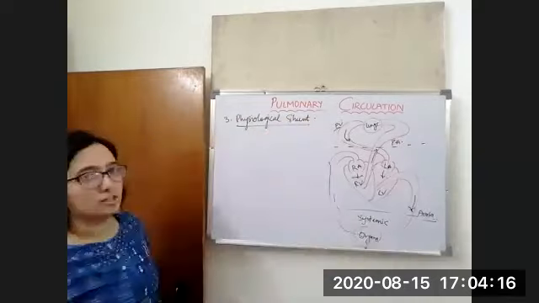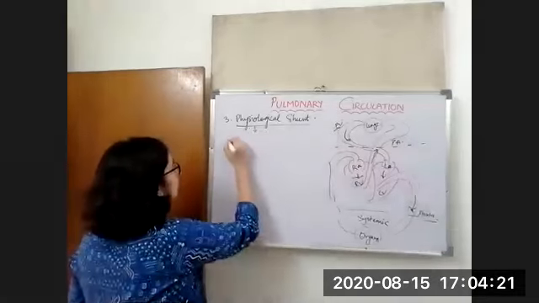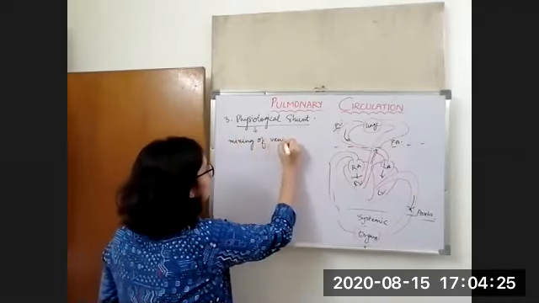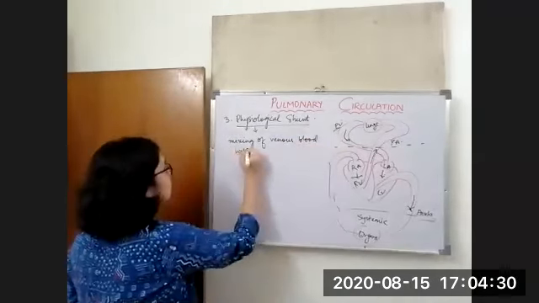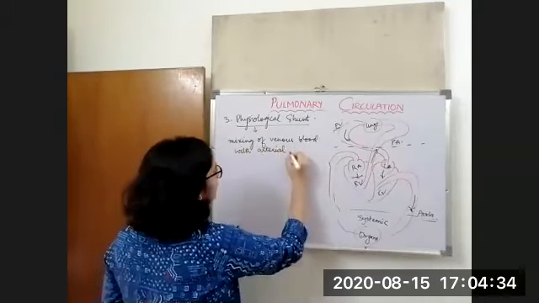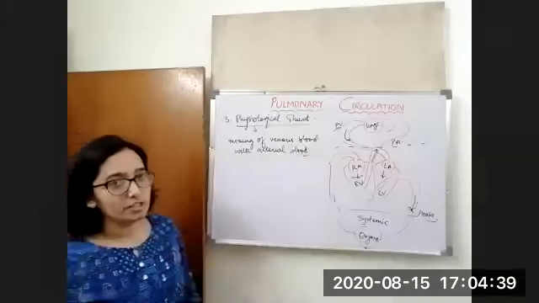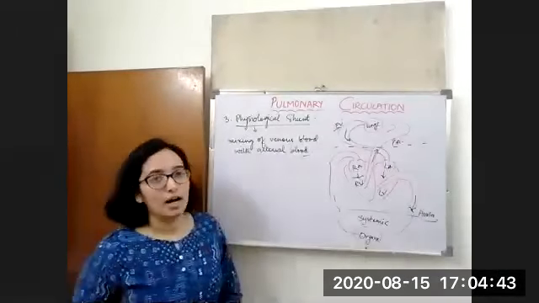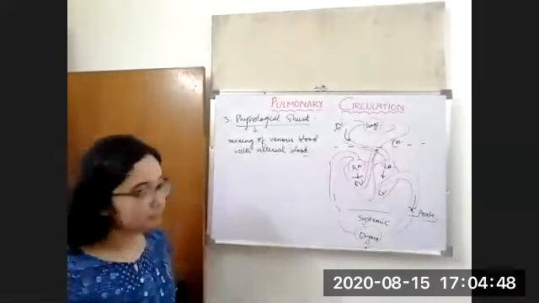So, what is physiological shunt? It is nothing but the mixture of venous blood with the arterial blood. Physiological shunt is the mixing of the venous blood with the arterial blood. Now, how does this happen? For this, I'll give you one example.